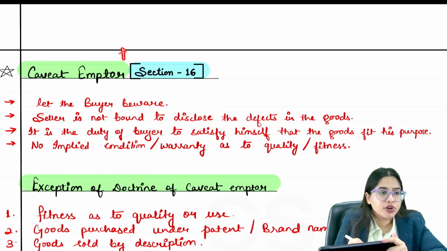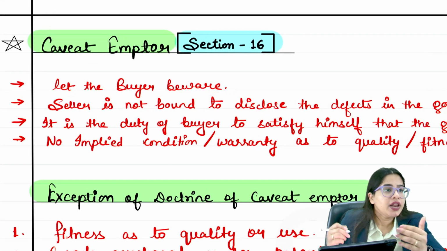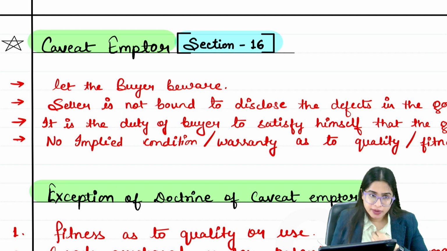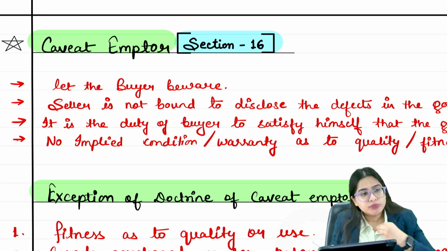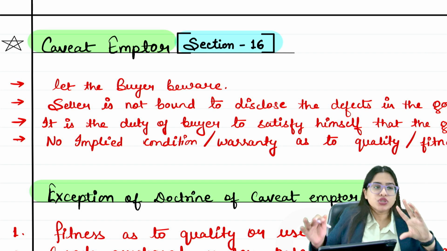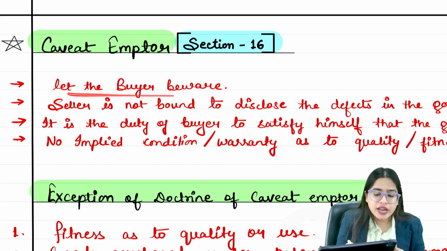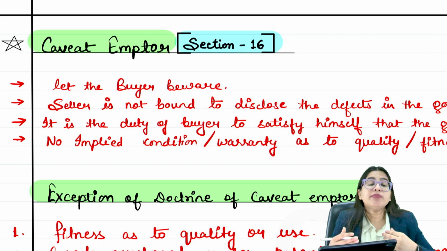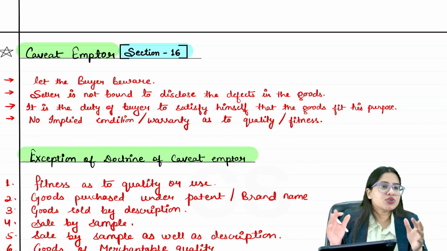Now, please understand what we mean by caveat emptor. Caveat emptor means let the buyer beware. If I am buying, it is not the responsibility of the seller to tell me everything. It is my responsibility to check whether the goods are of good quality or not, and whether they will fit my purpose or not. That is known as caveat emptor. Let the buyer beware. The seller is not bound to disclose the defect in the goods.